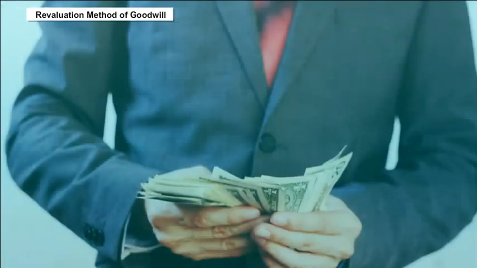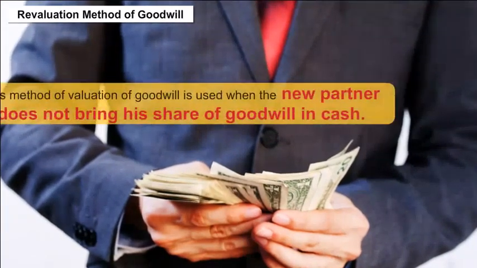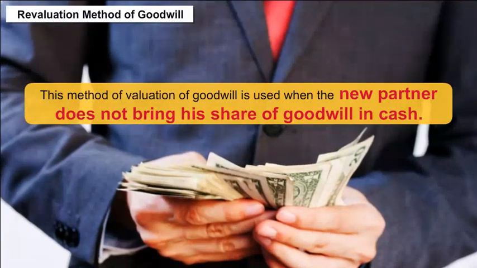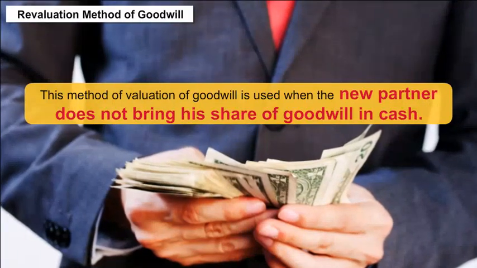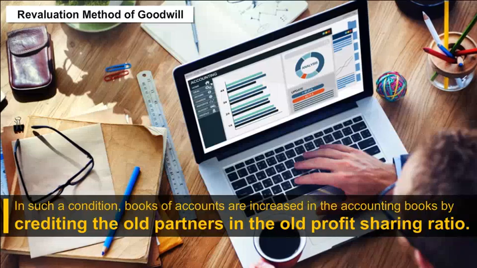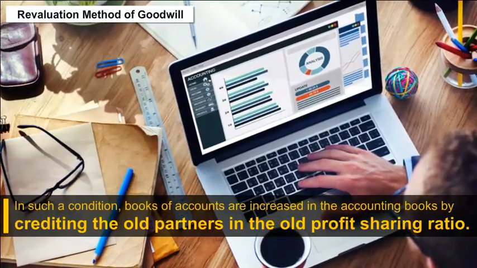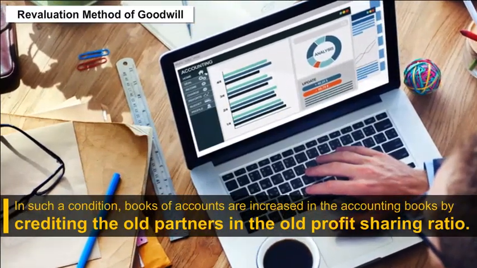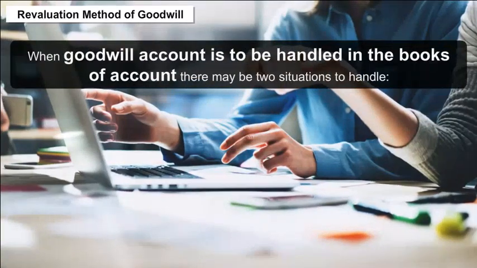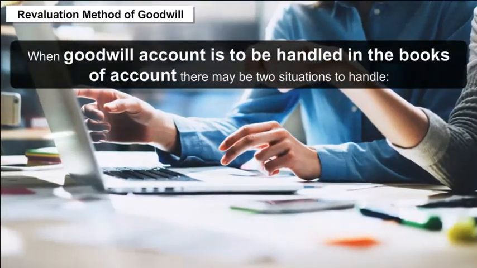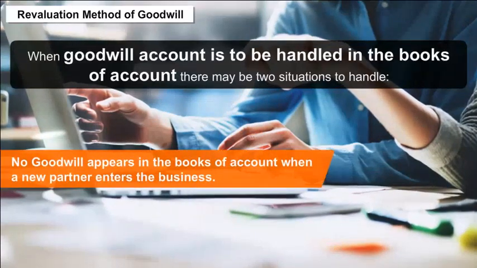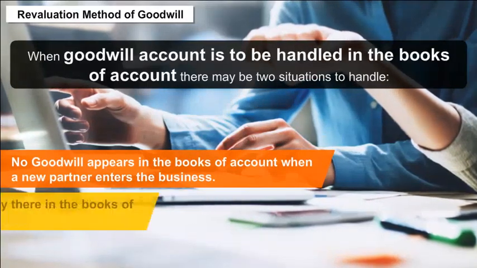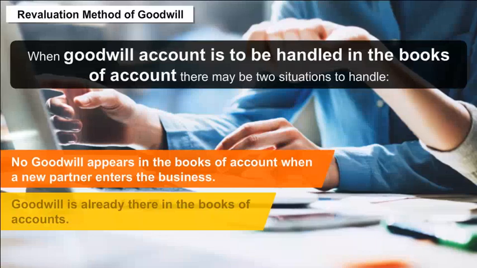Revaluation method of goodwill. This method of valuation of goodwill is used when the new partner does not bring his share of goodwill in cash. In such a condition, goodwill is raised in the accounting books by crediting the old partners in the old profit-sharing ratio. When the goodwill account is to be handled in the books of account, there may be two situations to handle. No goodwill appears in the books of account when a new partner enters the business. Goodwill is already there in the books of accounts.